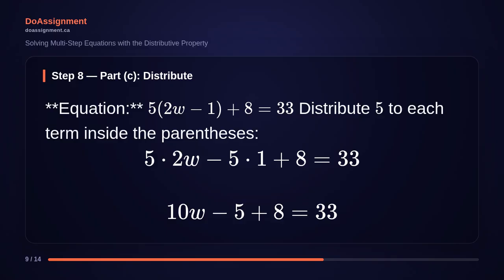Part C, distribute the 5 first. 5 times 2w is 10w, and 5 times 1 is 5, so we have 10w minus 5. The plus 8 remains outside, giving us 10w minus 5 plus 8 equals 33.